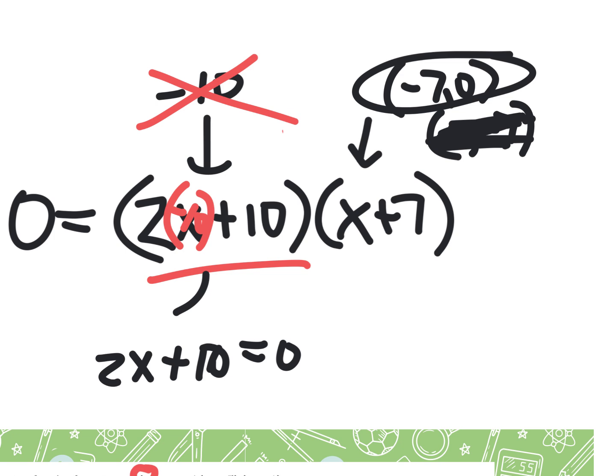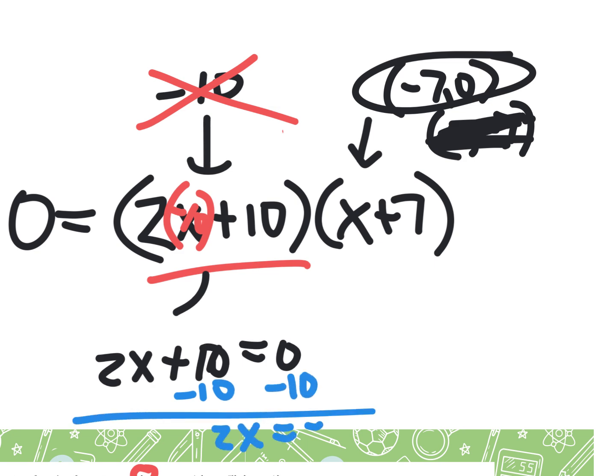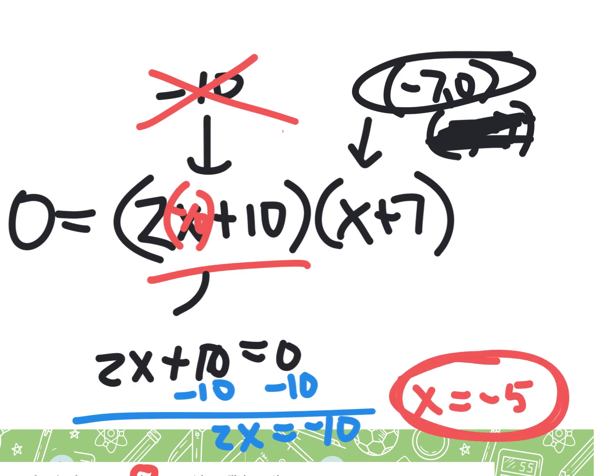Mr. Nichols, first step on solving 2x plus 10 equals 0. Minus 10, minus 10, draw the line. 2x equals negative 10, then what? You can jump to the answer. Then it's just negative 5. Negative 5 is correct.